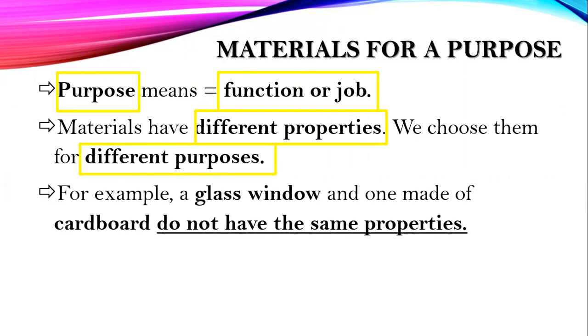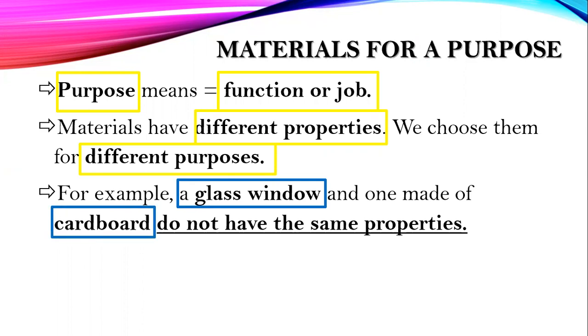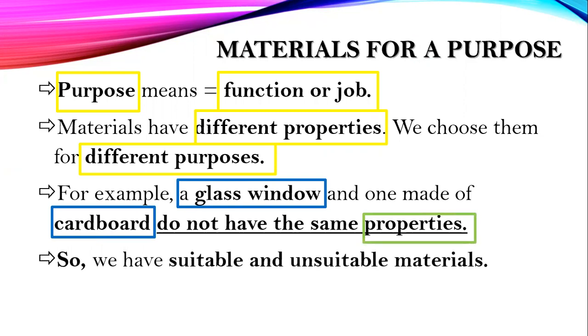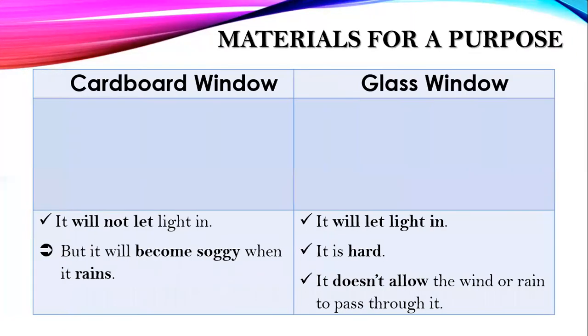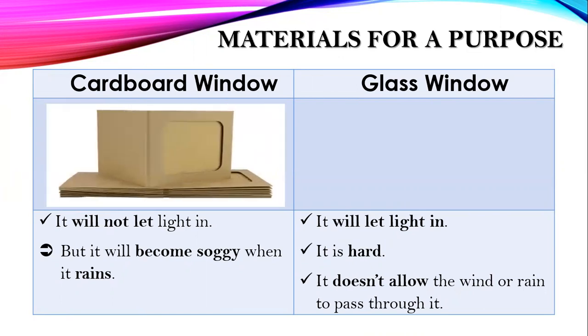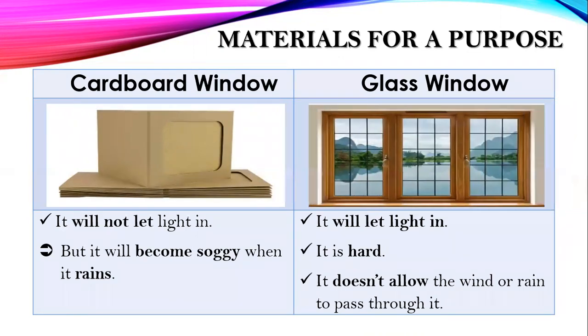For example, if you have a glass window and one made of cardboard, of course both don't have the same properties. So we may have suitable and unsuitable materials. Let's know more and let's explore the following example. In this table, we have two windows made of two different materials. The first window is made of cardboard and the second one is made of glass.